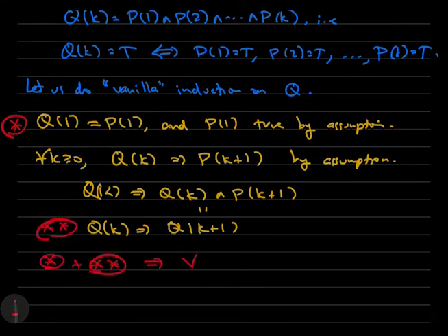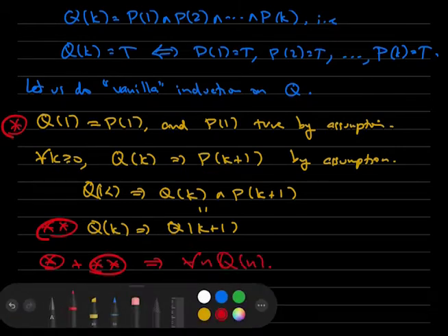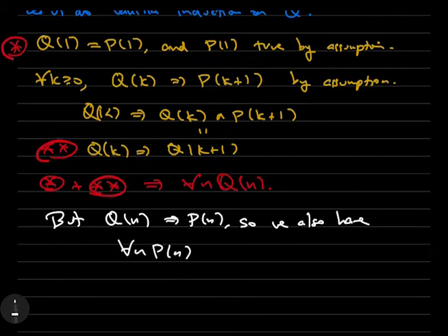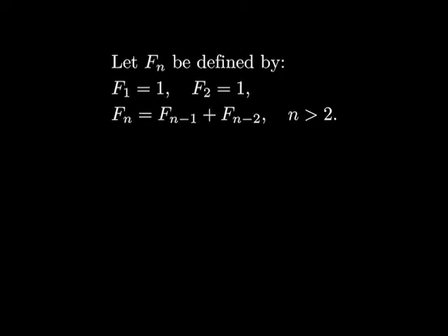We can now apply vanilla induction to Q, giving us that Q of n is true for all natural numbers n. But of course, Q of n implies P of n, and therefore P of n is true for all natural n. And we are done. QED. Okay, now let's use strong induction.